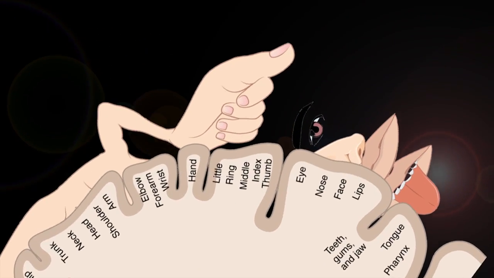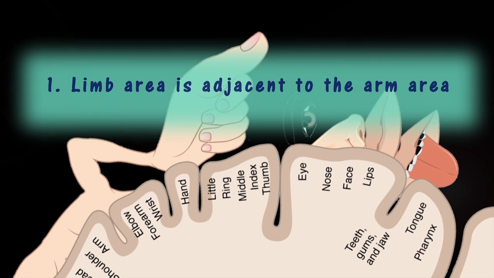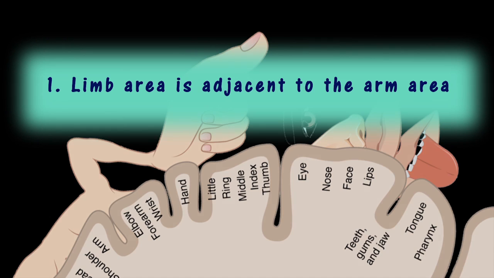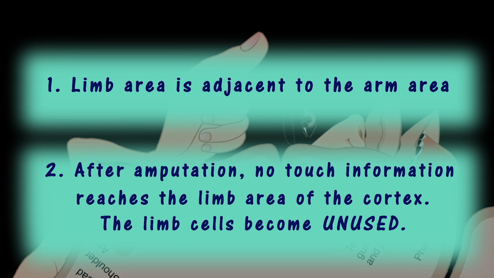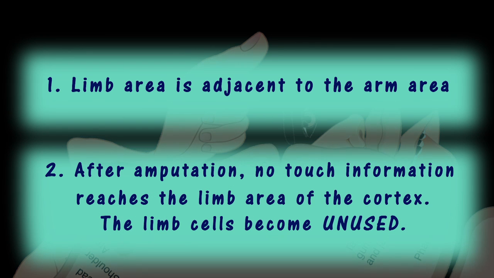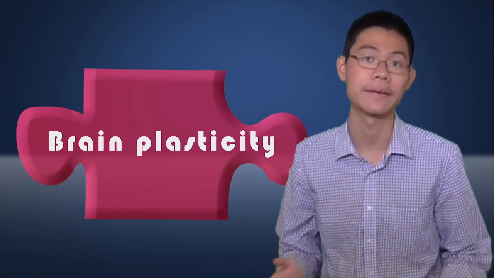Based on what we've just learnt, the arm area sits right next to the face area in the cortex. And since the limb's been cut off, no touch information can reach the limb area of the cortex, leaving the limb cells unused. But how is this all related to phantom limb theory? Well, the last piece of our puzzle is something called brain plasticity.